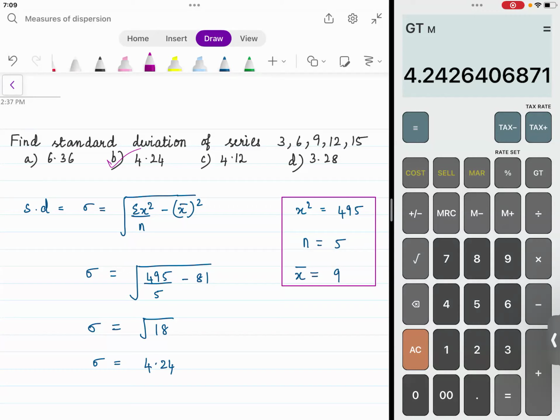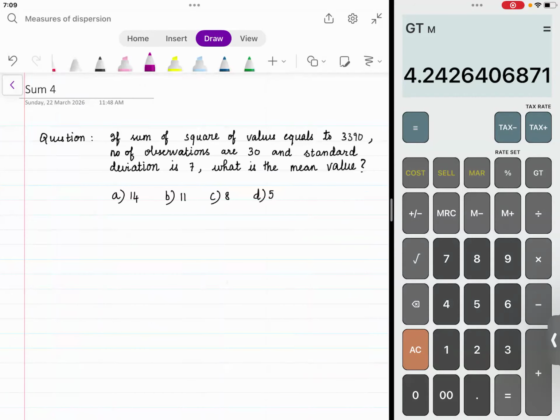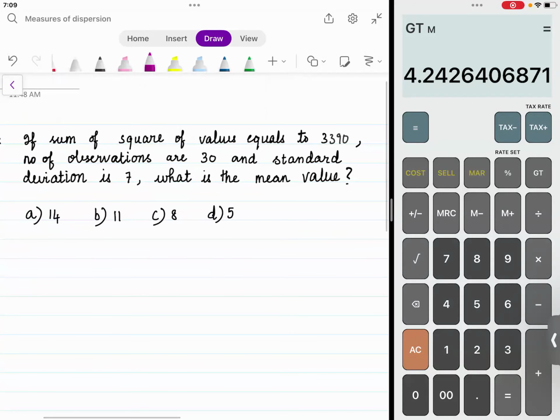Let us solve the next question. The next question, they have given the sum of squares of values as 3,390. The number of observations is given as 30 and the standard deviation is given as 7. What is the mean value? Again, we are going to use the same formula.